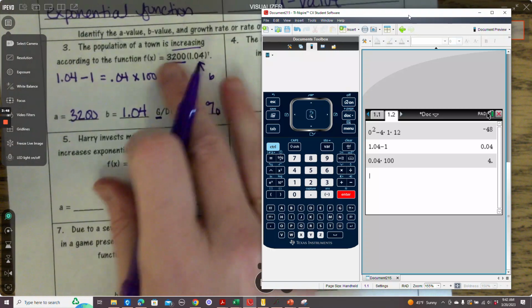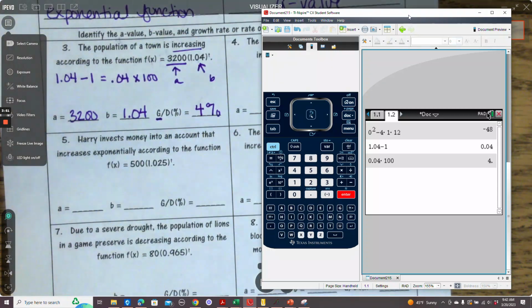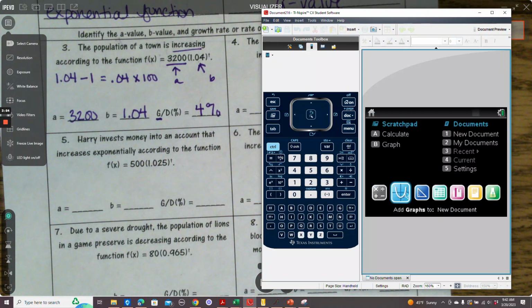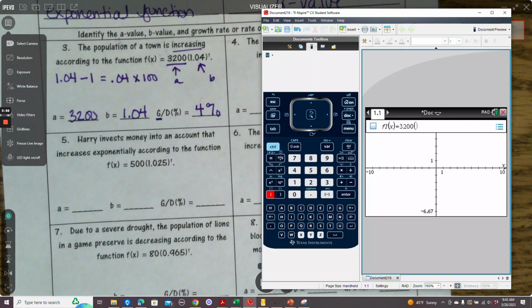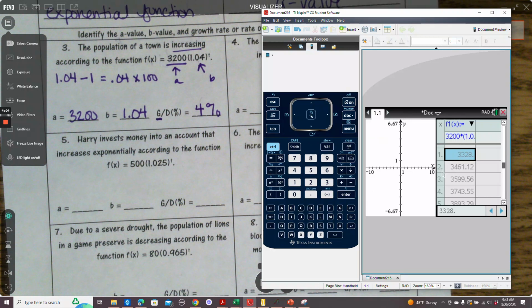Okay? So what this equation does, if I type this equation into one of my graphs, 3,200 times 1.04, and then I got to change the exponent to an x. And then if I look at the table, any of these x values is going to tell me the population of that town. So after 1 year, there's going to be 3,328 people in that town. And then I could go to 10 years. After 10 years, there should be 4,736 people in that town. That's how these functions work, is they help you kind of predict what's going to happen.